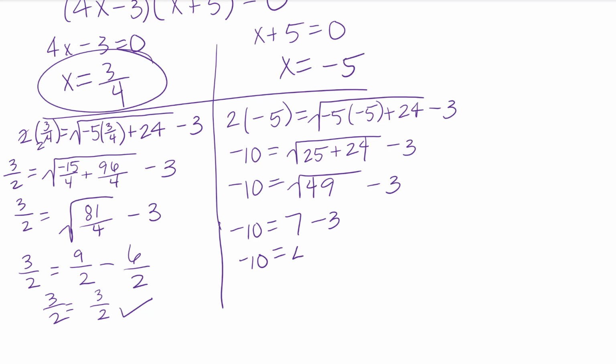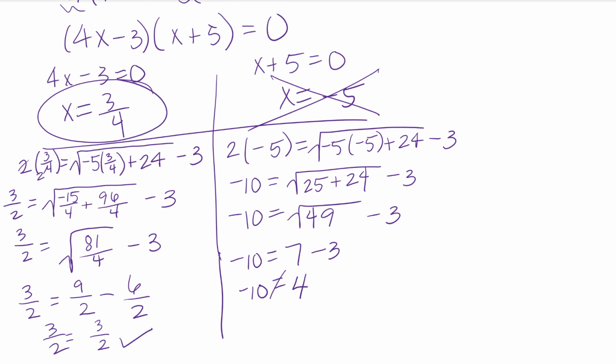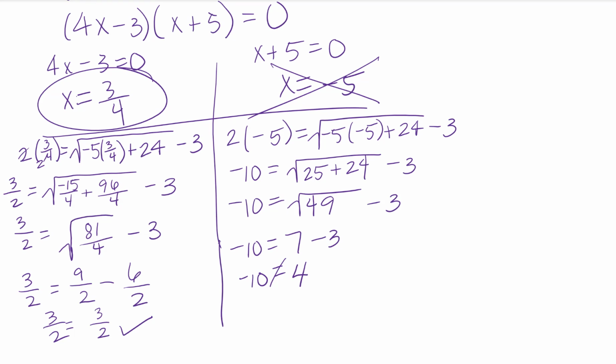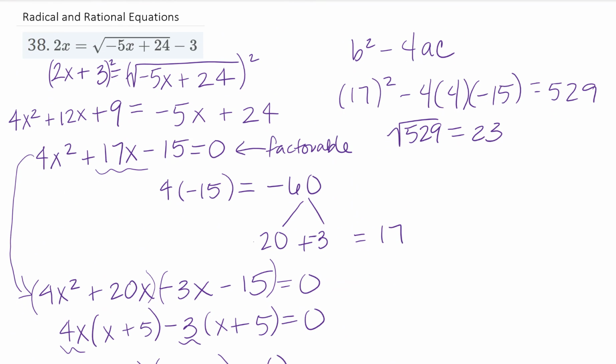The square root of 49 is 7. So now you can see that you do not have equal sides there. It doesn't make a true statement when you plug it into the original. So the only solution we have here is 3/4. So that's your radical example.